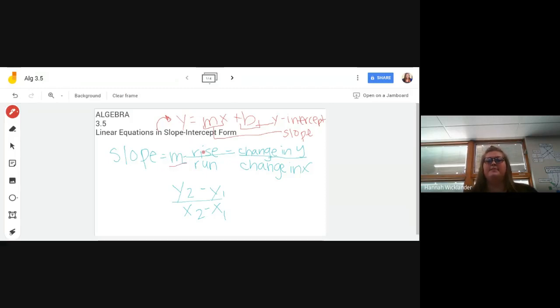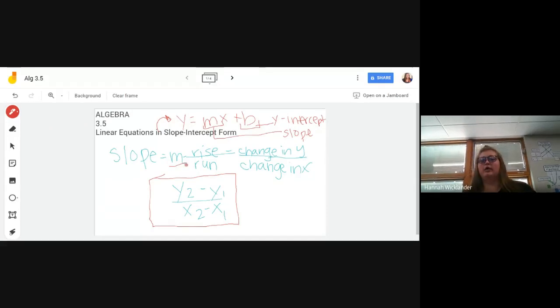To find m, it can be written as rise over run, change in y over change in x, or the equation is y2 minus y1 divided by x2 minus x1. So if you're given points, you can use the equation. You're going to subtract y from y and then x from x and divide to get your slope. Or if you're given a graph, you can use rise over run or change in y over change in x.